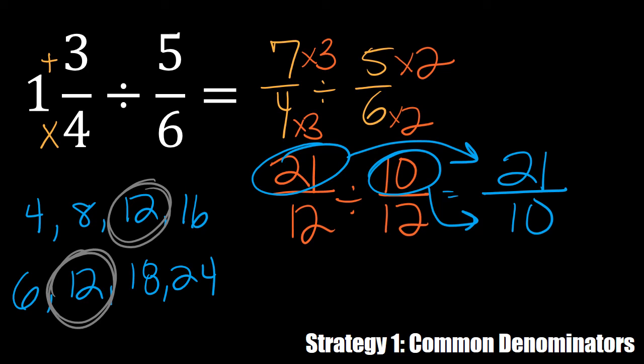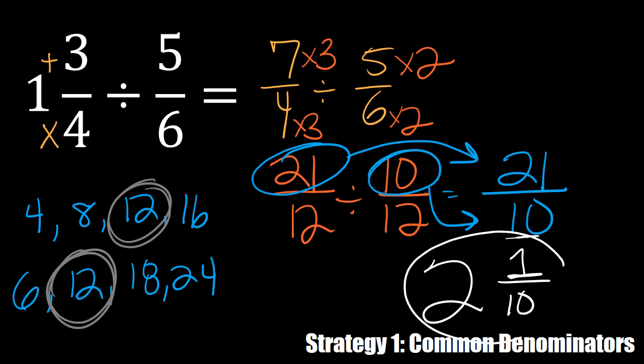And let's go ahead and now simplify. So 10 goes into 21 2 times. 10 is going to be my denominator, because denominators stay the same. And I'm left with 1 in the numerator. And so finding common denominators, I have a fraction of 2 1/10.